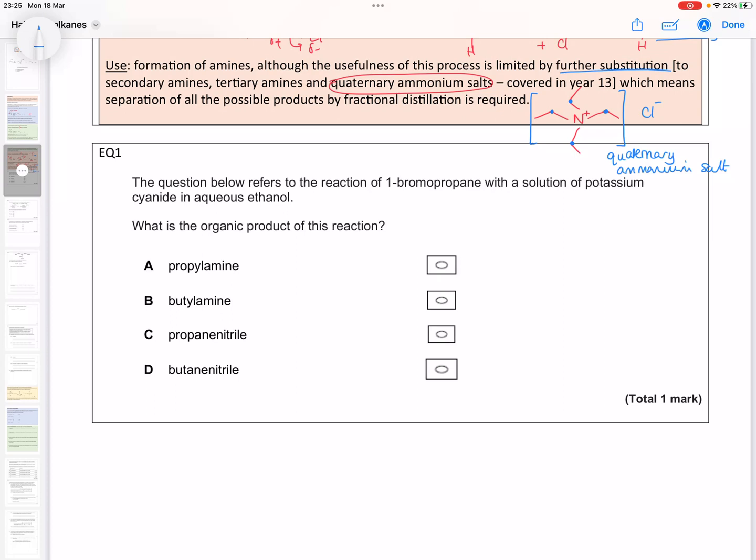Okay, the first one, the question below refers to the reaction of 1 bromopropane with a solution of potassium cyanide in aqueous ethanol. What is the organic product of this reaction? So we've got 1 bromopropane. It's going to do a substitution reaction. Here's the bromopropane. We're going to end up with this one. That's 1, 2, 3 carbon atoms. So it's going to be propane, and then the functional group is the nitrile, so propane and nitrile.